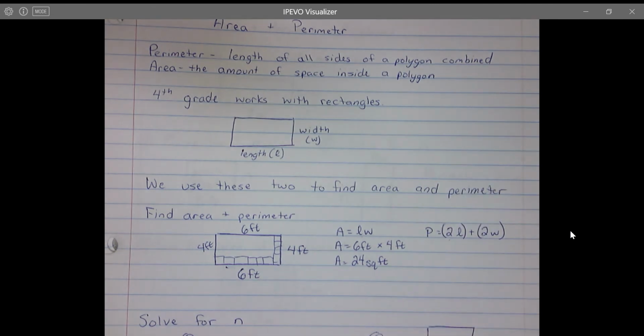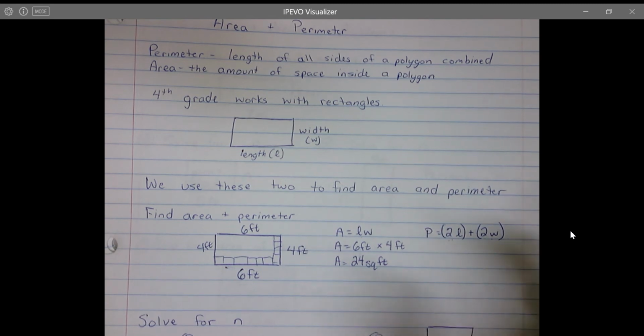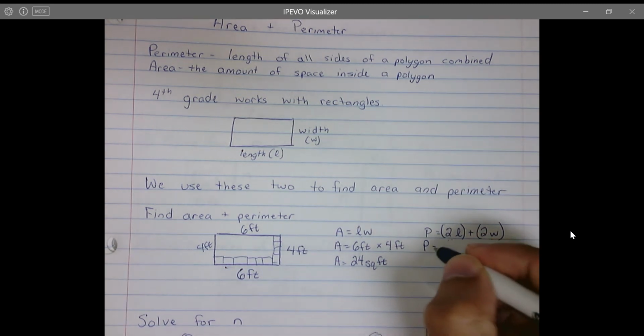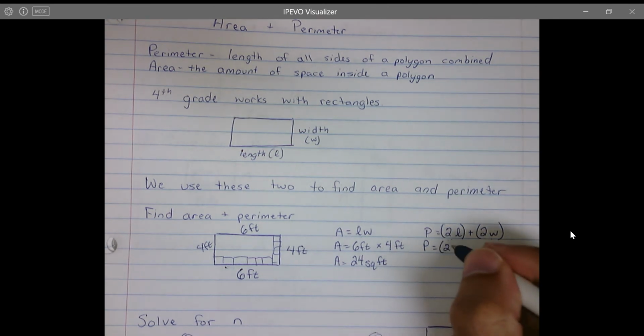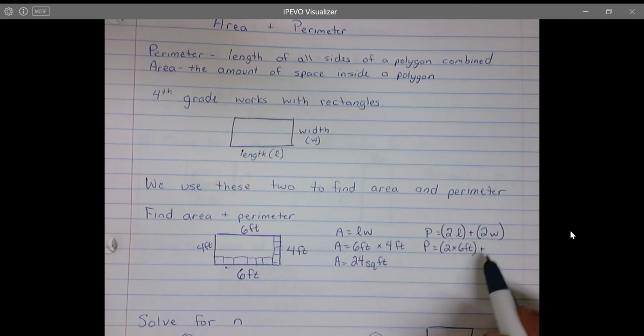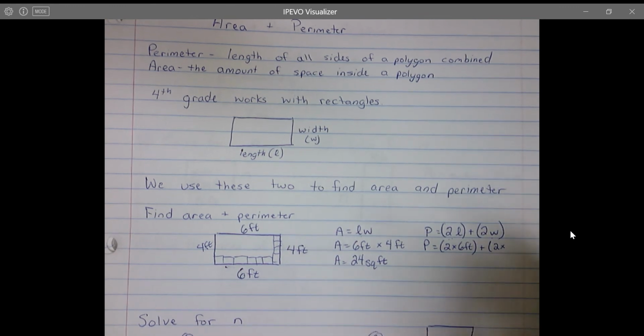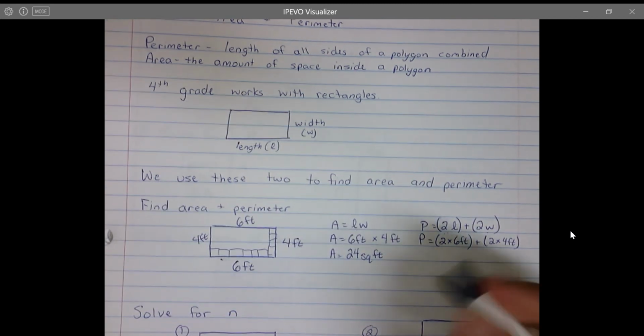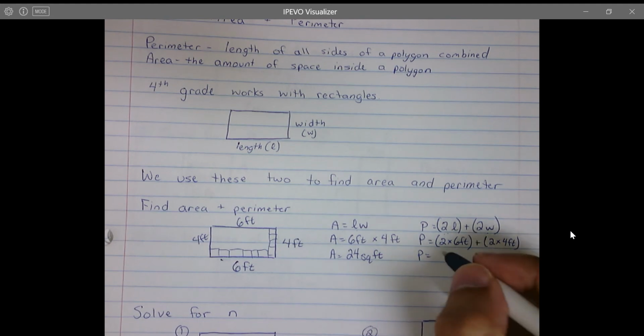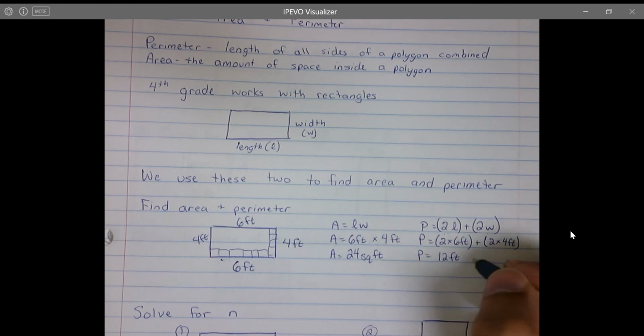And when you see parentheses, usually that means you're going to work on that first, or if you see a bracket or something. So I know I'm going to do this first, then this one, and then add them together. So all I have to do is just plug in my numbers. So this would be 2 times my length, which is 6 feet, plus 2 times my width, which would be 4 feet. And I could solve inside each parentheses first. So this would be 2 multiplied by 6 feet, that would be 12 feet, plus 2 multiplied by 4 feet, which would be 8 feet.